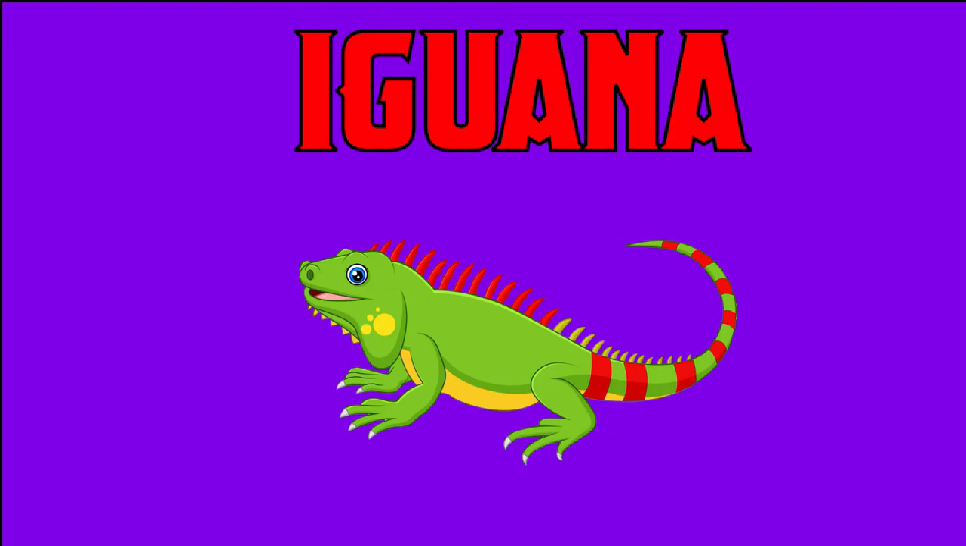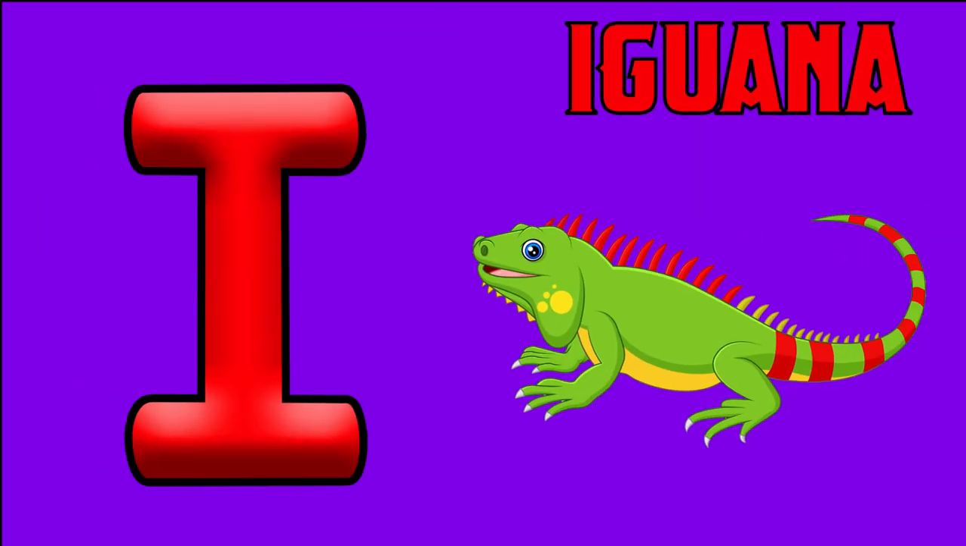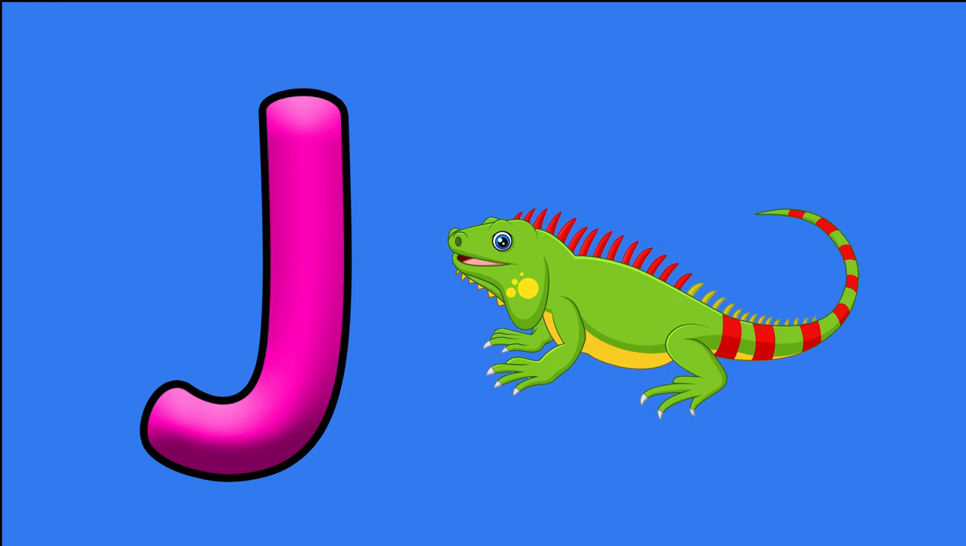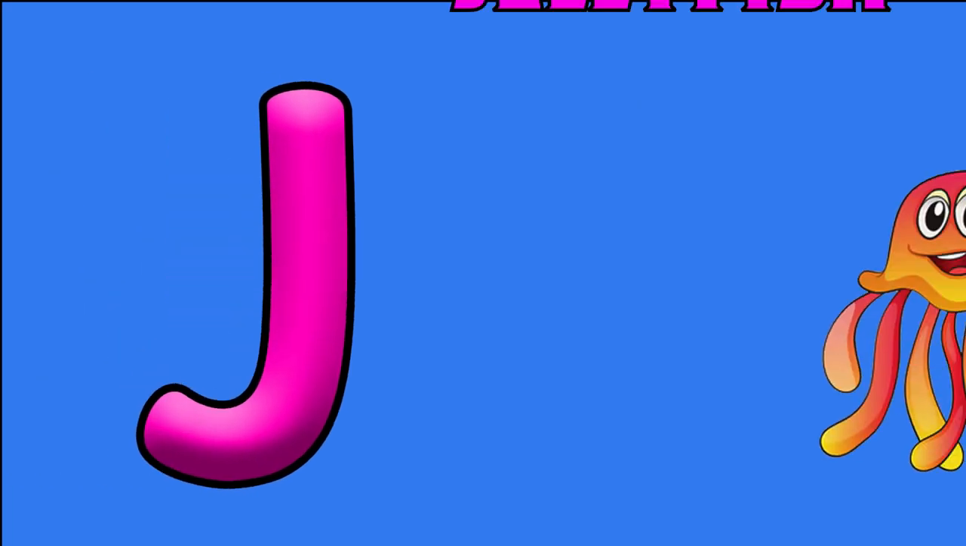G is for goat. G, g, goat. H is for horse. H, h, horse. I is for iguana. E, e, iguana. J is for jellyfish. J, j, jellyfish.